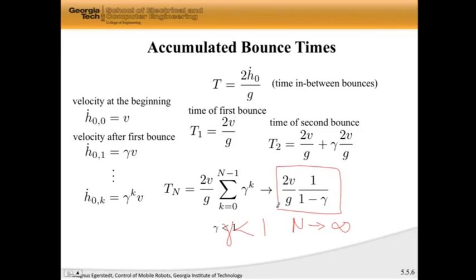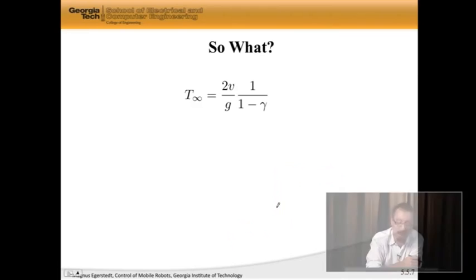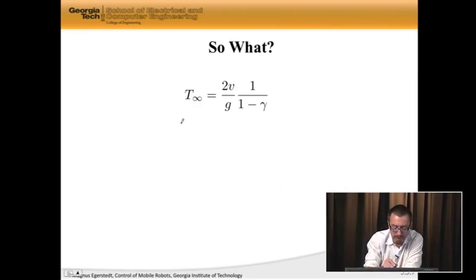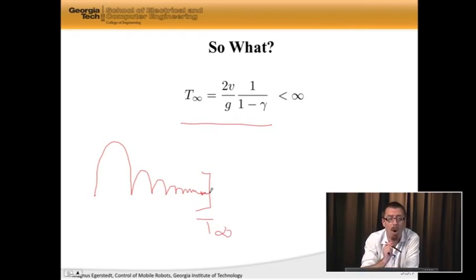Well, now maybe some of you are asking, so what? Well, you shouldn't be asking, so what? This is the time it takes to perform infinitely many bounces. Infinitely many bounces. And this is less than infinity. What that means is this bouncing ball is going to go bounce, bounce, bounce, infinitely many times. And there is some time, t infinity here, where this system is just going to grind to a halt.